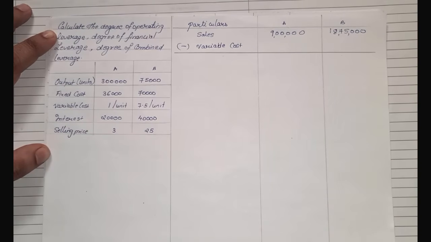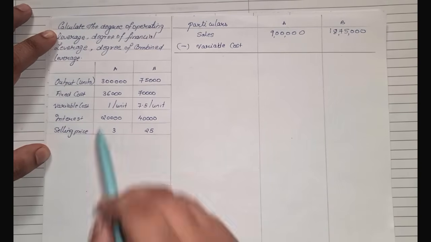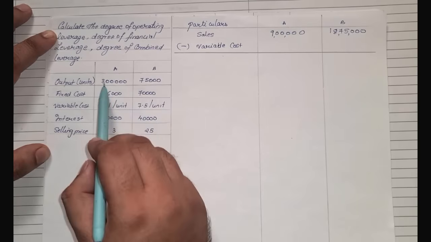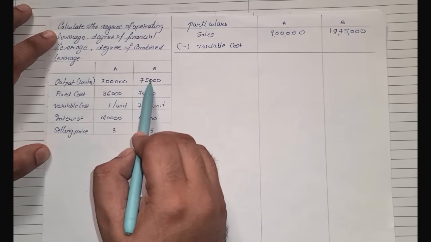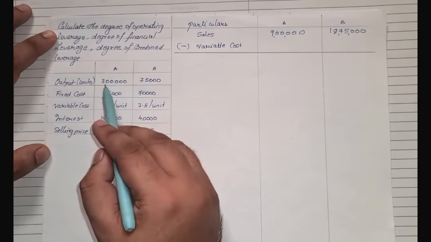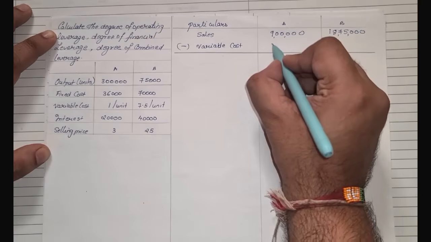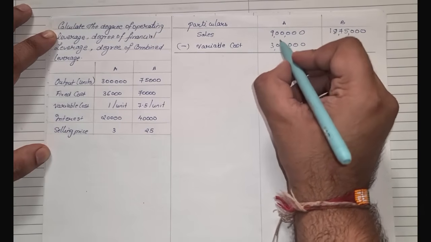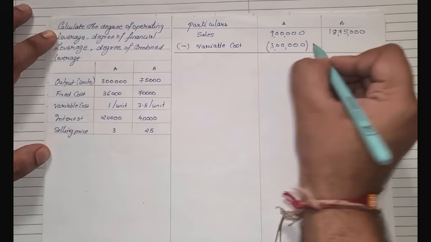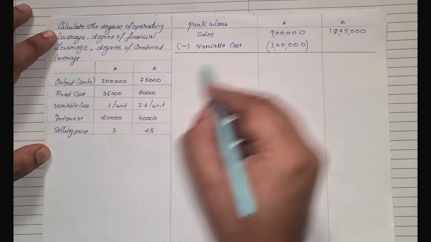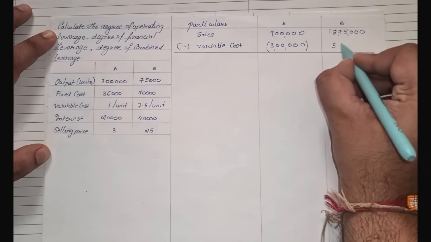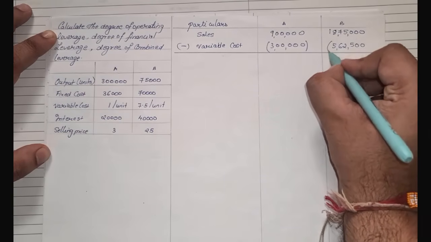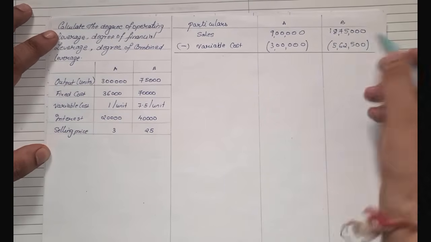Now we need to find the variable cost. Very simple. They have given you rupees 1 per unit for company A, and 7.5 per unit for company B. We have the number of units at 3 lakh and 75,000. We'll just multiply them. So 3 lakh into 1 is 3 lakhs. That is the variable cost of company A. It's less, so we'll put it in bracket. Similarly, 7.5 into 75,000 will give us 5 lakh 62,500. Again it's negative, so we'll put it in bracket.